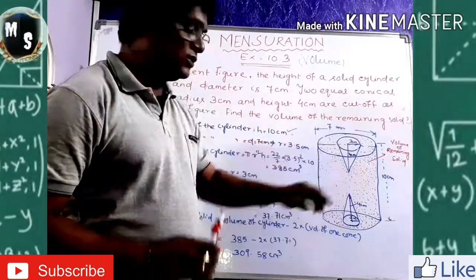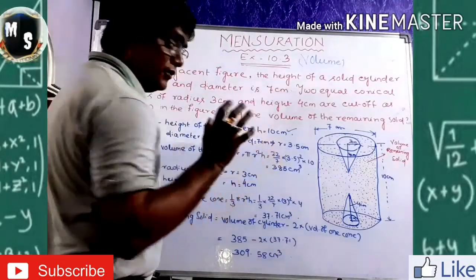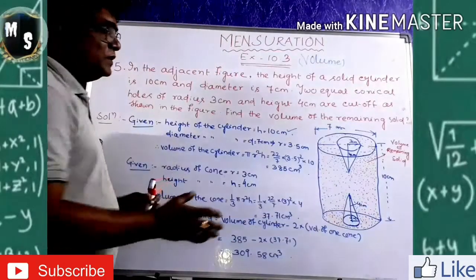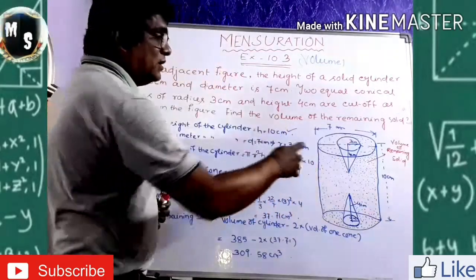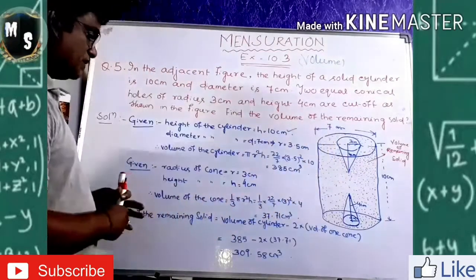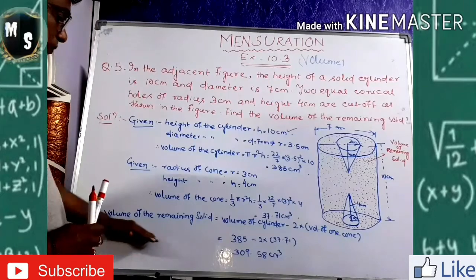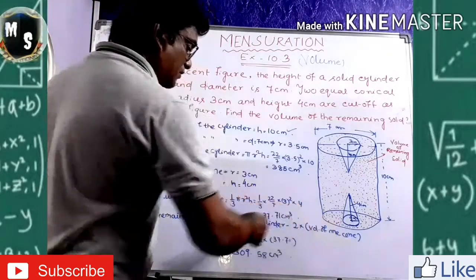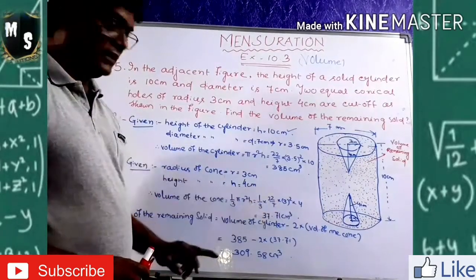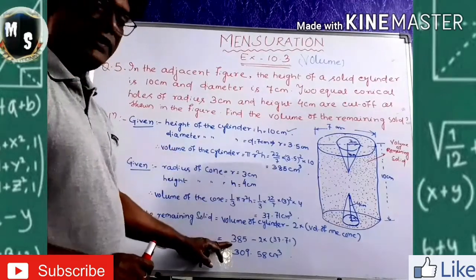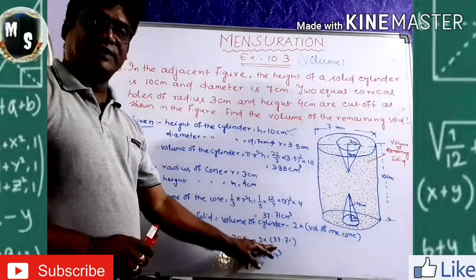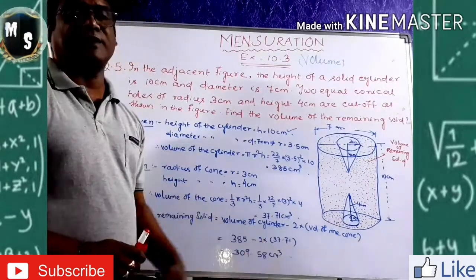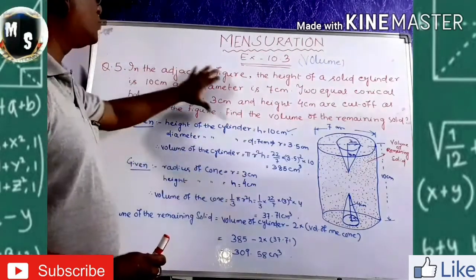But here how many cones are there? 2. So when we are calculating the volume of the remaining part of the solid, what you have to do? The cylinder volume minus 2 into 1 cone volume. That you have to do. I did it. See. Therefore, volume of the remaining solid is volume of the cylinder minus 2 into 1 cone volume. What is the 1 cone volume? It came 37.71. What is the cylinder volume? 385. So 385 minus 2 into 37.71. Then what is remaining after calculation? 309.58 cubic centimeter.